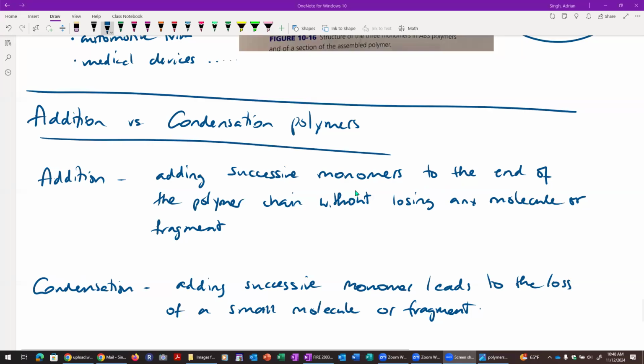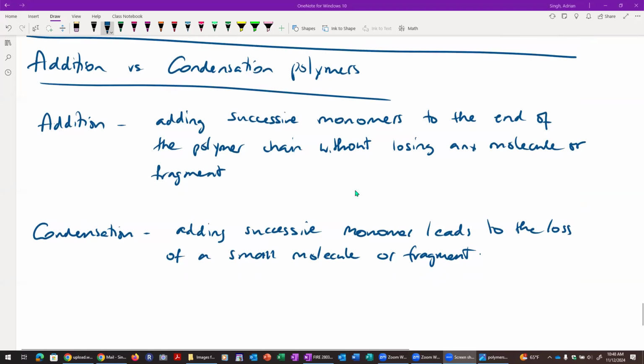The next thing that we can look at in terms of differences between the types of polymers is how the monomers are connected to each other. So we have what are known as addition polymers versus condensation polymers. The difference here is not as obvious.